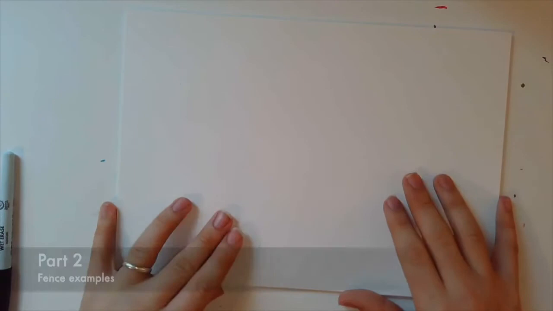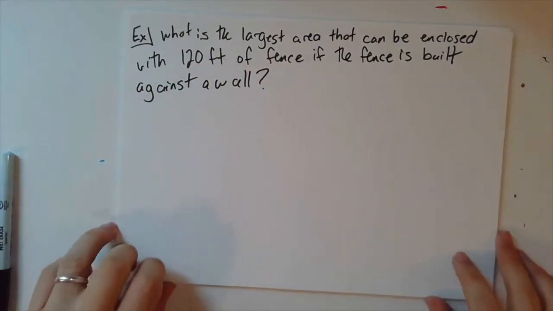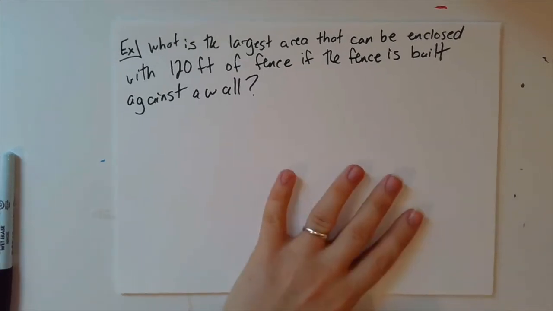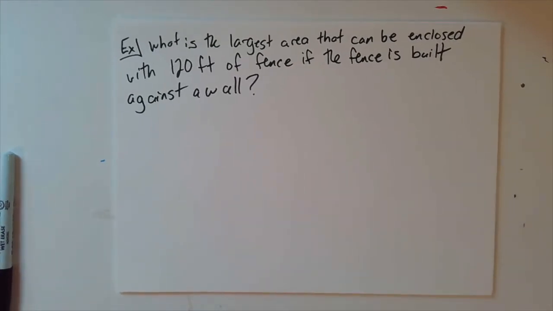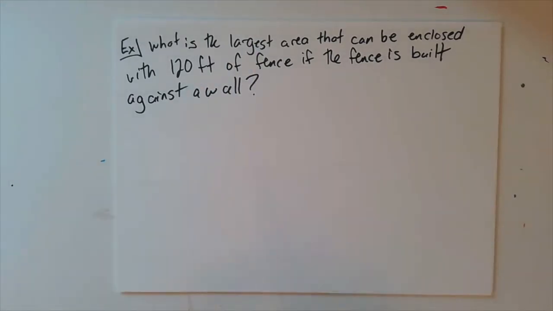Hello, class. In this video, our goal is to talk about a couple variations of the fence problem that we did last time. So our first variation is this version where we're still using 120 feet of fence. We're still enclosing a rectangular region. We still want that region to be as long as possible.